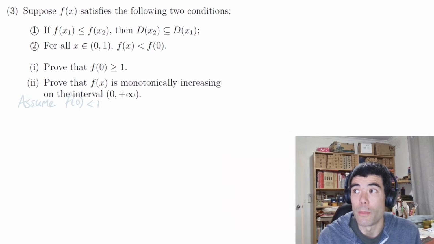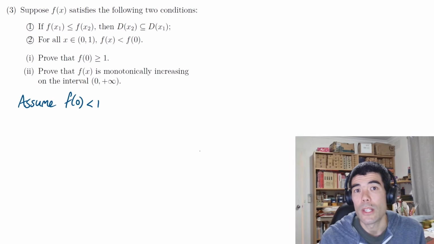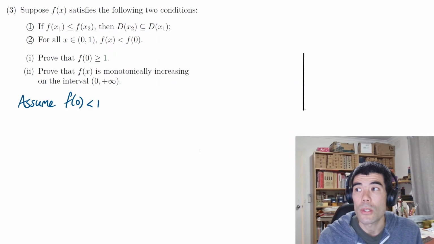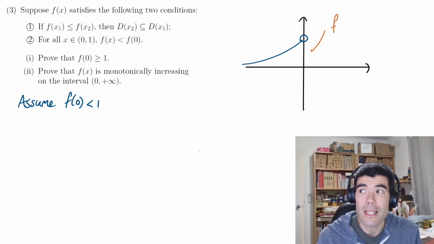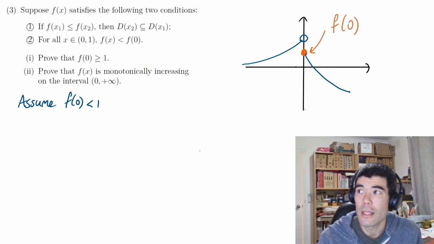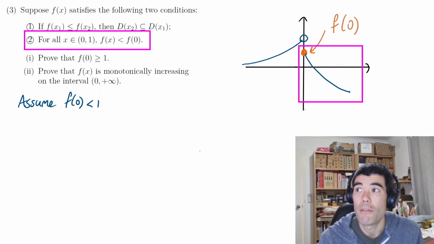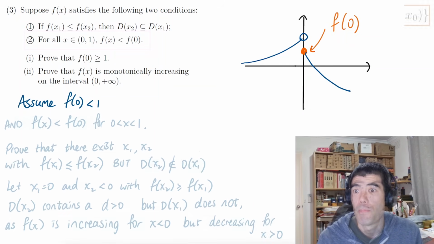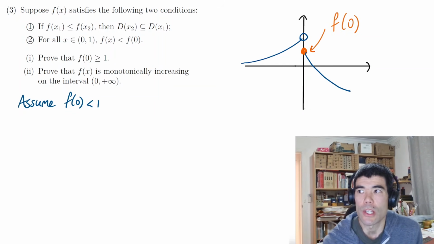The first part is to prove that f of 0 is greater than or equal to 1, and this is actually not too bad. I think the easiest way to do it is using a proof by contradiction. So we assume f of 0 is less than 1. And if we think about a diagram here, the graph is going to look something like this. It has to go downhill to the right because we're told that between 0 and 1, f of x is less than f of 0.